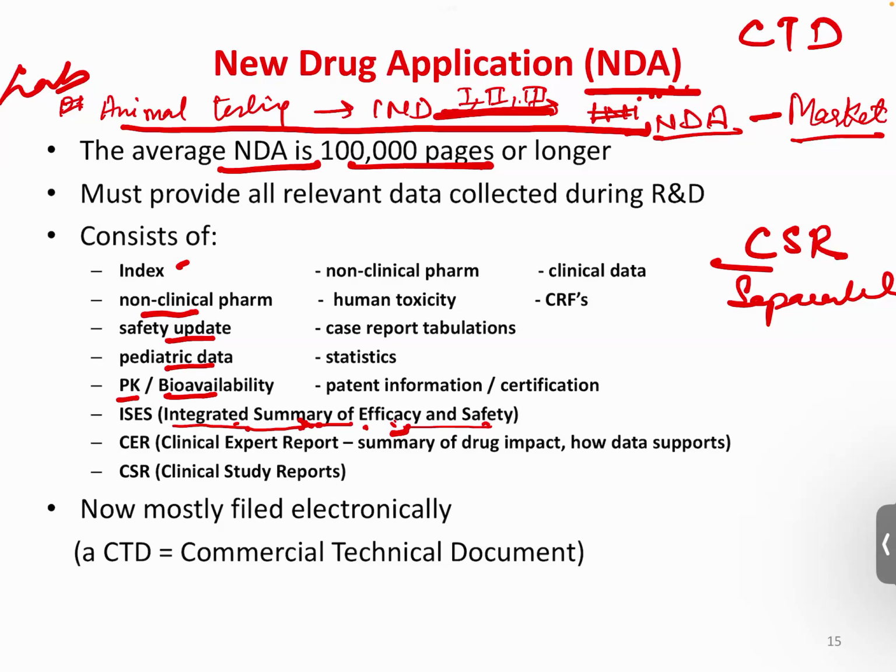Now next is the clinical expert report, a summary on drug impact, where data is quoted. A CSR is already there. So now most of the application is submitted. Most of everything is done electronically these days. There may be rare to rarest cases which are done by paper.